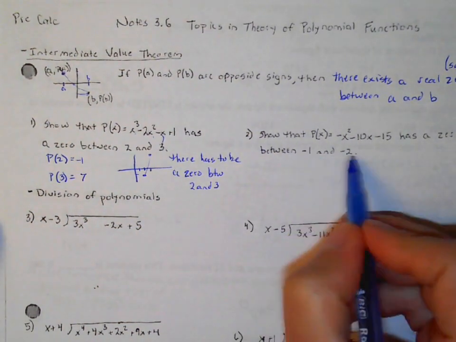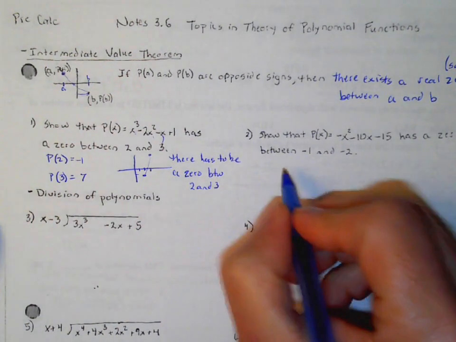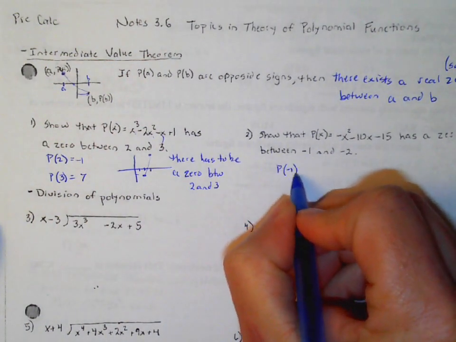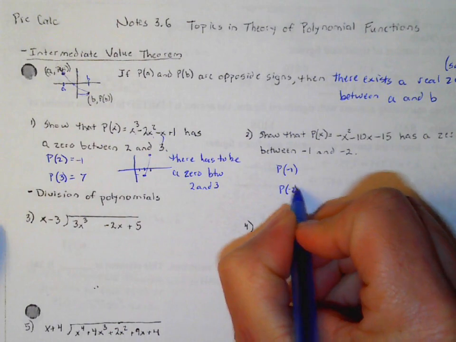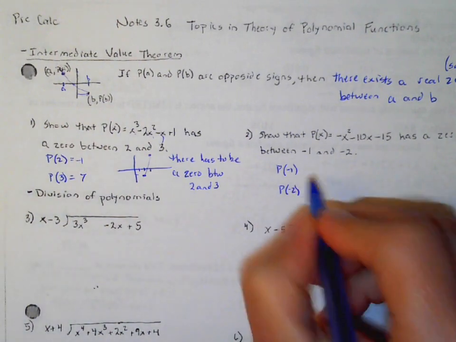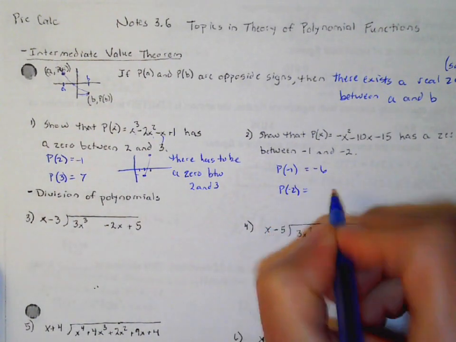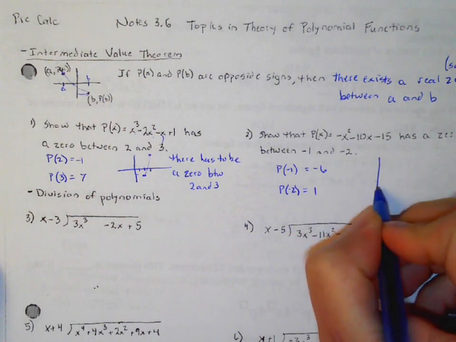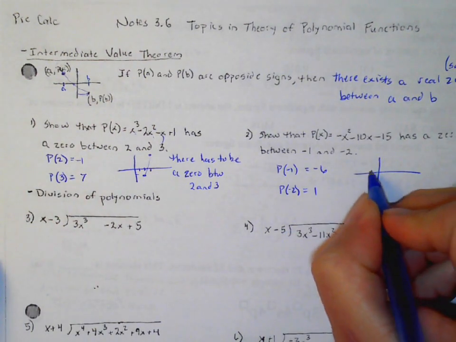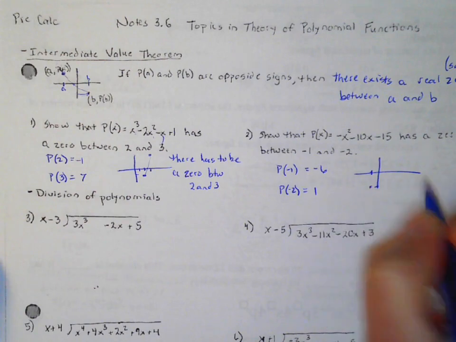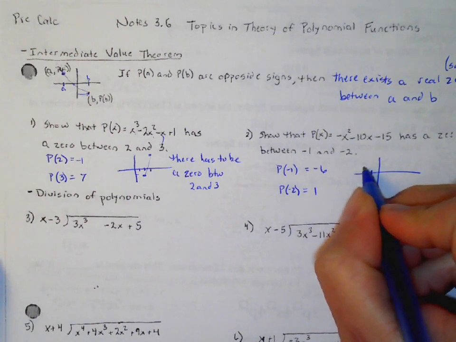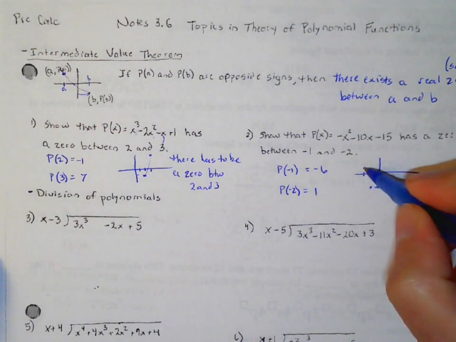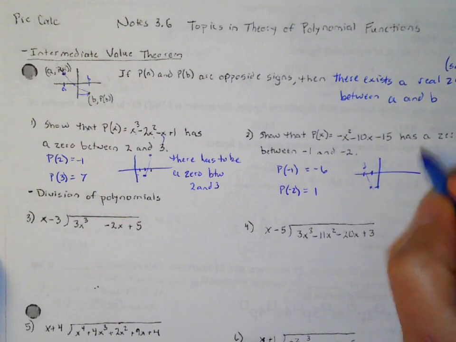Okay, so to show, pause it and do this one. Okay, so to find P of -1, that's equal to -6, and P of -2 is 1. So if you think about this graphically, if I plug in a -1, I get -6. If I plug in a -2, I get 1. So I know somewhere between here there's got to be a 0. There's got to be a solution.